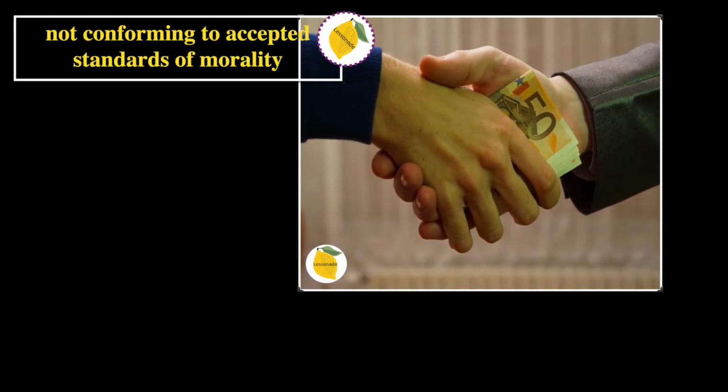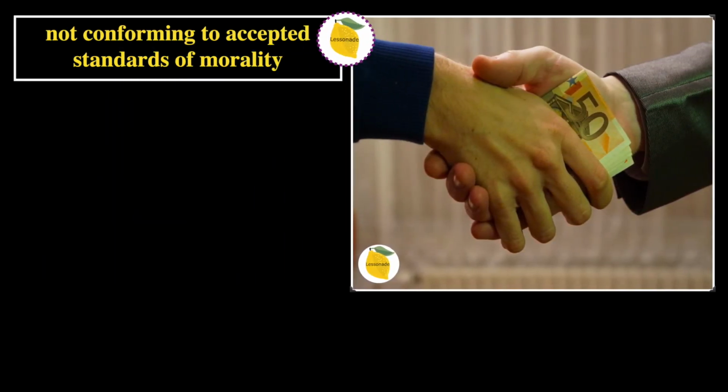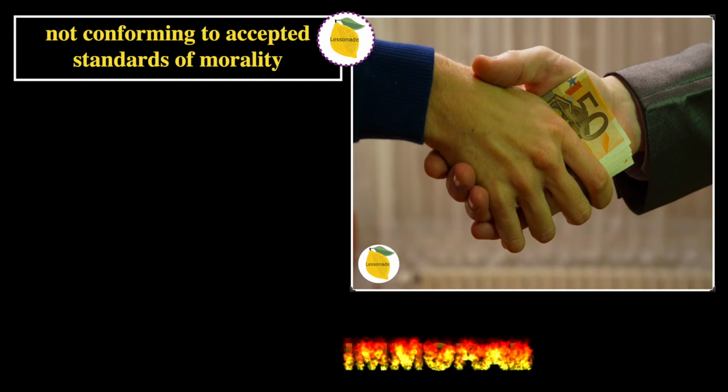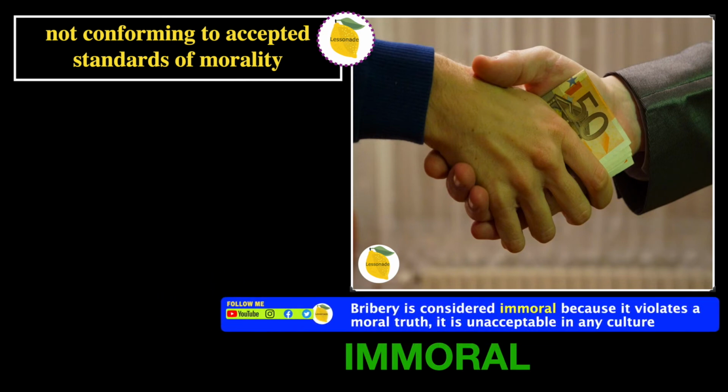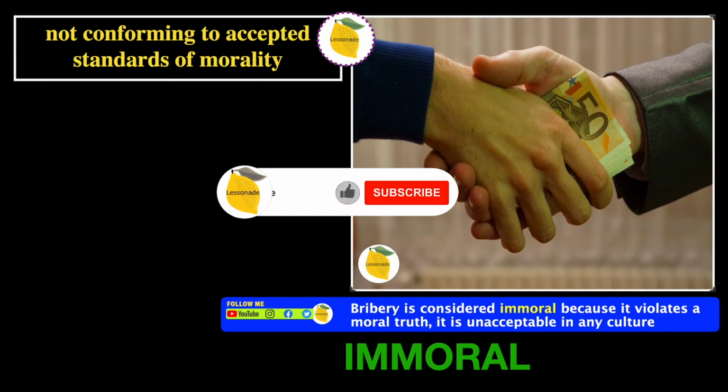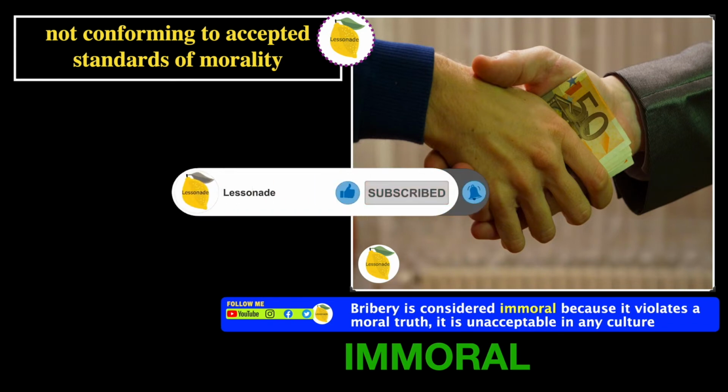The next one is not conforming to accepted standards of morality. In this picture we can see a person handing money to the other person, so this means it is bribery, and therefore the word will be immoral. And the sentence for this word is, bribery is considered immoral because it violates a moral truth. It is unacceptable in any culture.